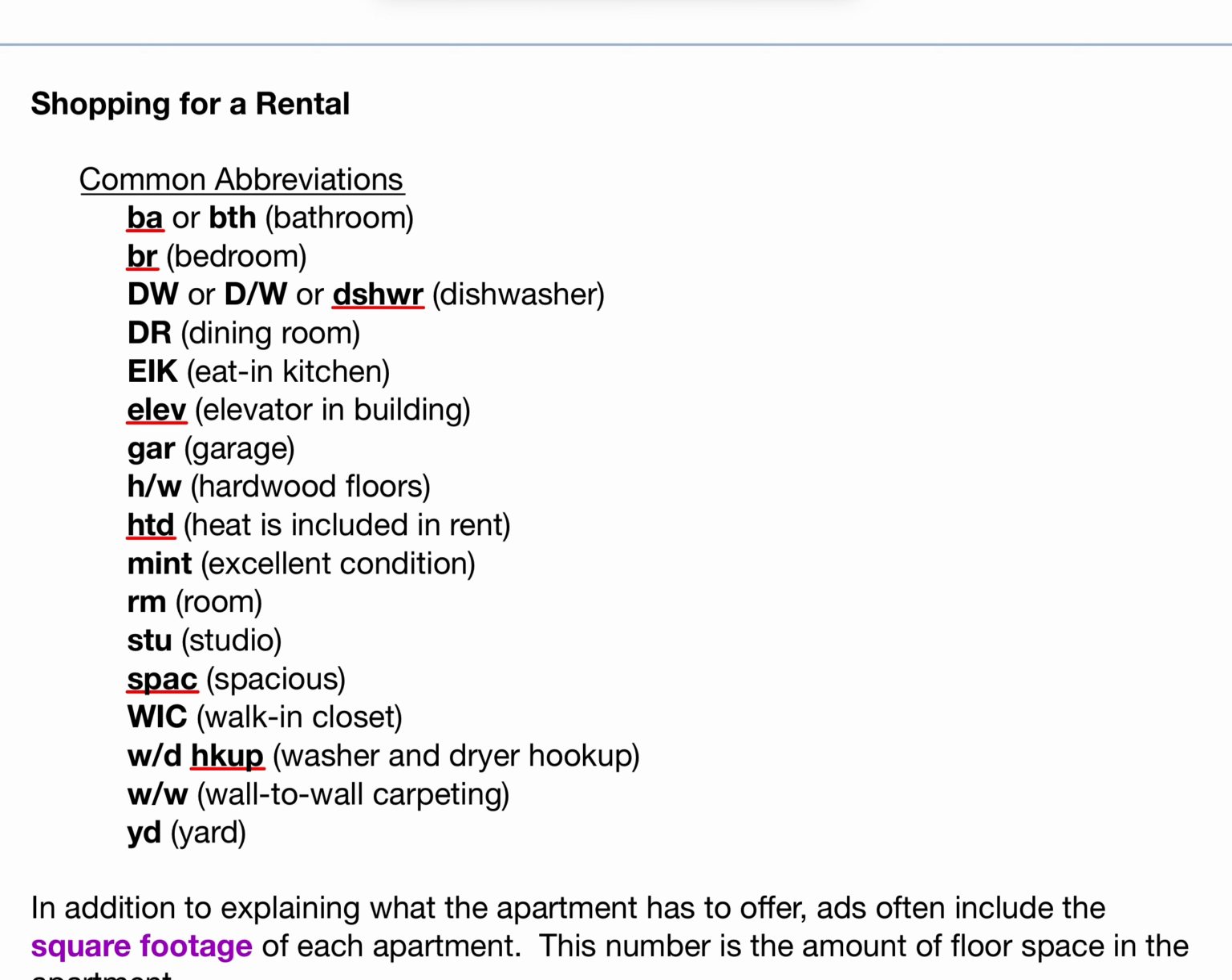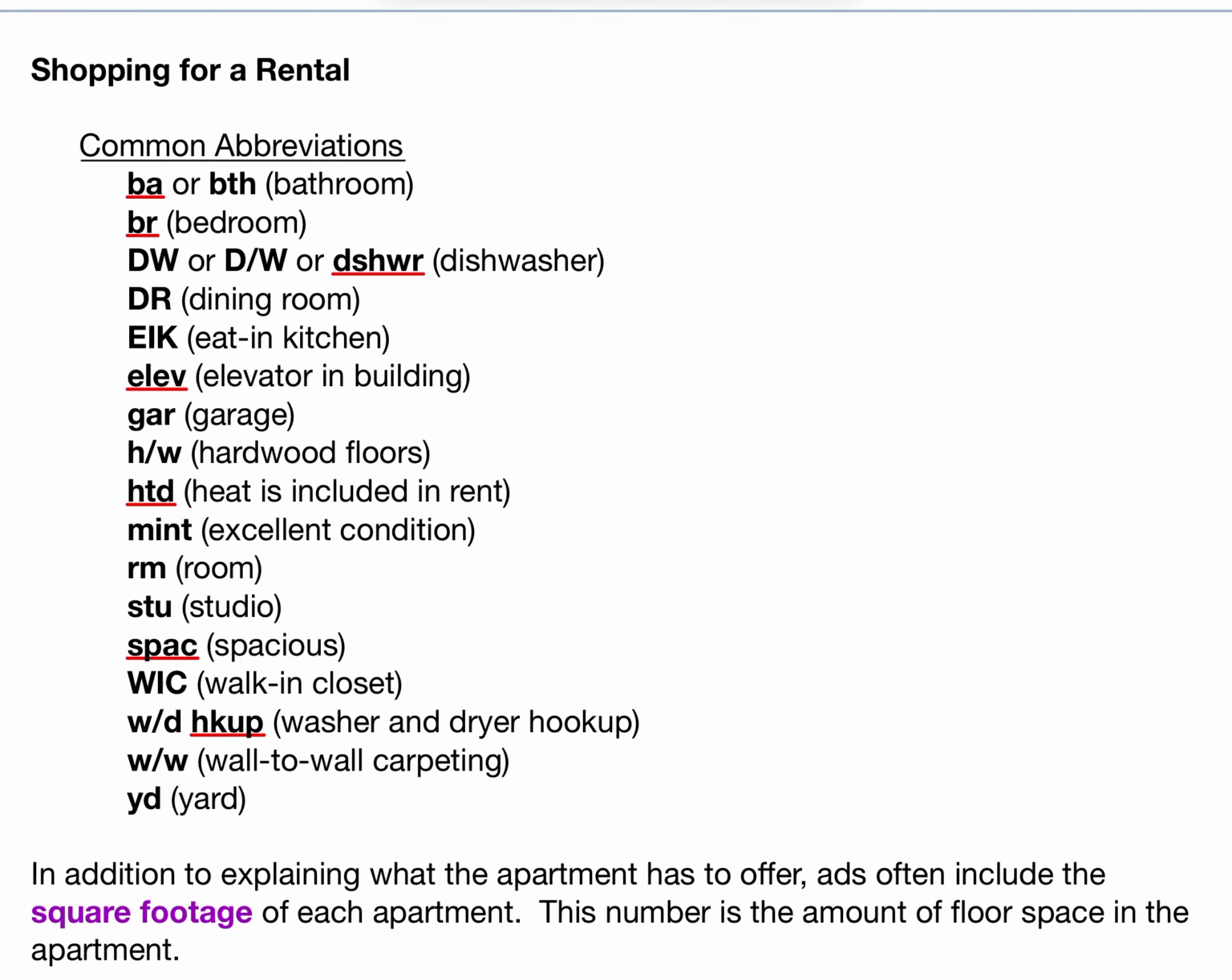They still may be used, but because things are now mostly on the internet, all of these words are usually spelled out completely. But if you run across an acronym like BA or BTH, that really represents bathroom. BR would be bedroom, DW or D/W or DSHWR would be dishwasher, okay, and so on and so forth. I won't go through all of them, but hopefully these will make sense and you should probably become familiar with them.